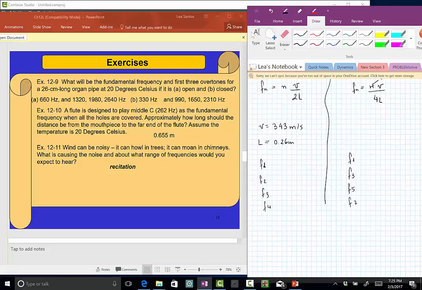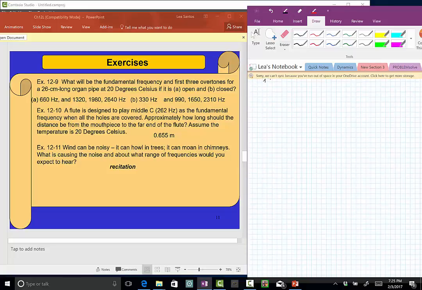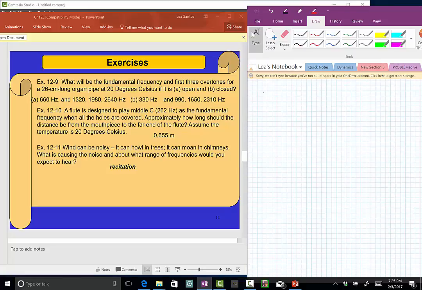Let's move to the next one. In the next problem, what do we have? A flute designed to play this frequency, and they are giving us this frequency, 262 hertz, and this is the fundamental. So let me put F1 here. This is a flute, so I know which kind of equation I have to use. Now it's the equation for open tubes.